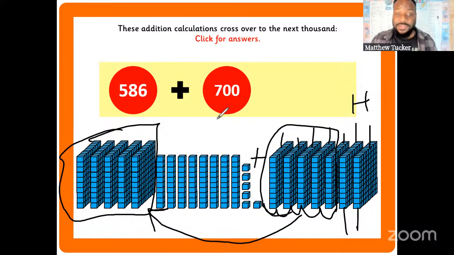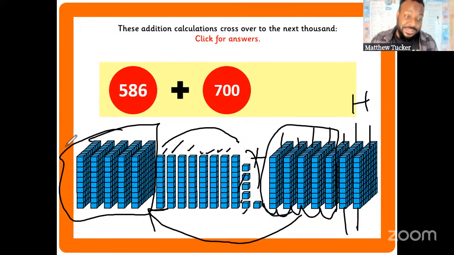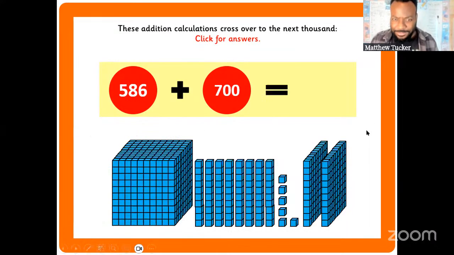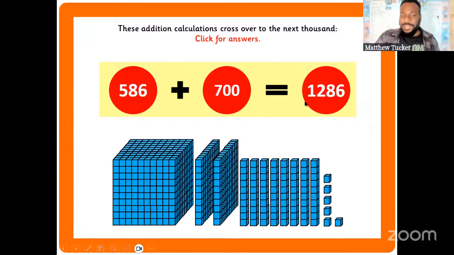Okay, so we should have 1,286 because we haven't got any more that adds to the tens and we haven't got any more that adds to the ones. Let's see if our brains were working for us. There we go, 1,286. That's how you do it.